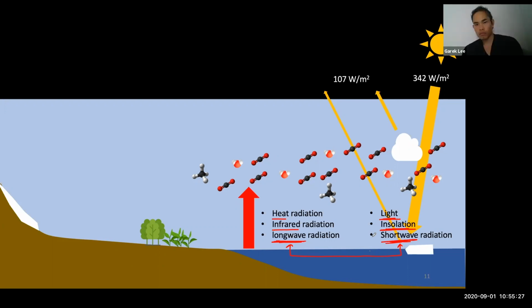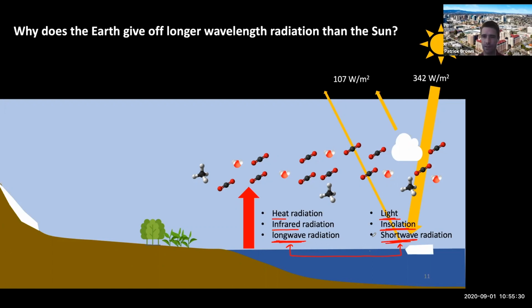So here's an important physical question: why are these different? The sun is just something in space, and the Earth is just something in space, and they're both apparently giving off radiation. Why is the sun giving off what we call shortwave radiation, and the Earth giving off what we call longwave radiation? Or another way to say that is, why does the Earth give off longer wavelength radiation than the sun?